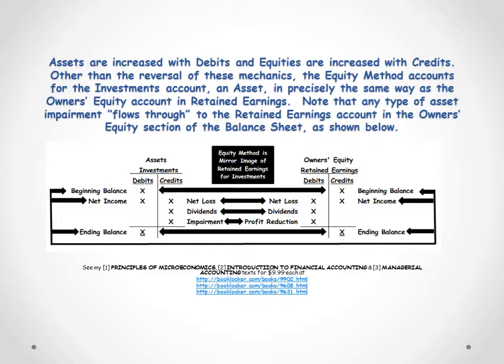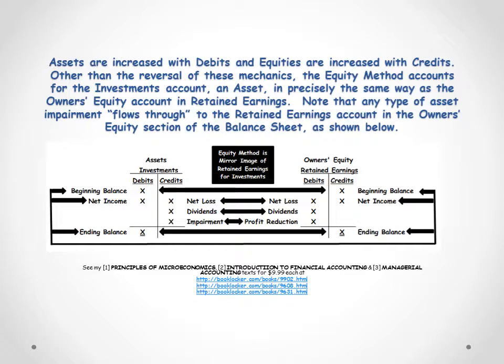Notice on the left-hand side T account, assets are increased with debits. On the right-hand T account, equities are increased with credits. You already know this. Otherwise, you wouldn't be covering this material, which is more advanced. Other than the reversal of these mechanics, the equity method accounts for the investments account as an asset in precisely the same way as the owner's equity account does retained earnings. Note that any type of asset impairment flows through to the retained earnings account in the owner's equity section of the balance sheet. So I'm going to look at the left-hand side first.